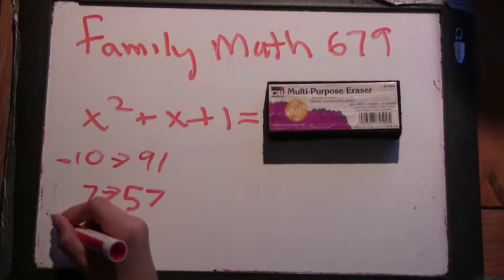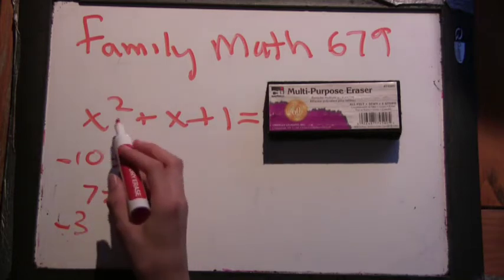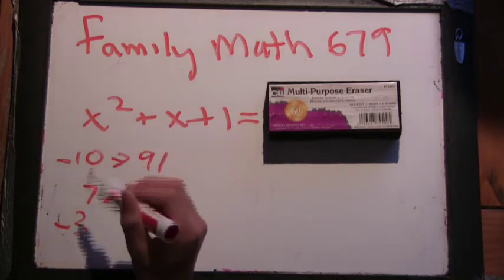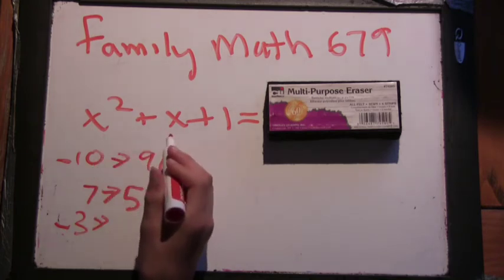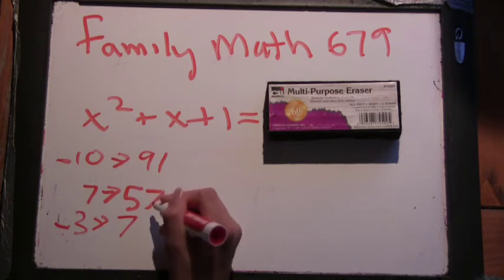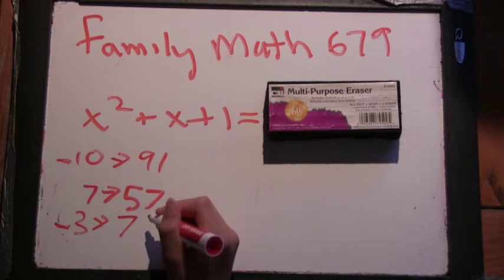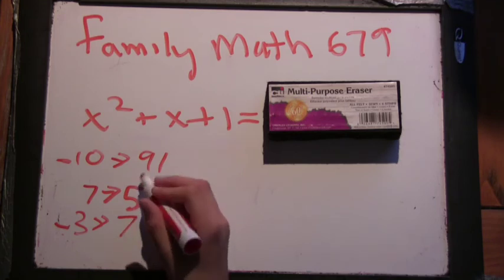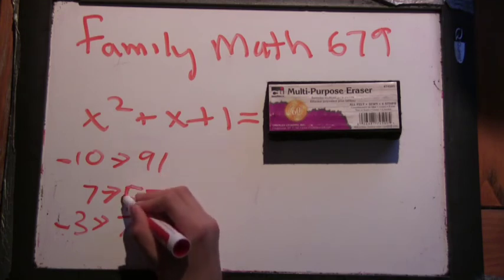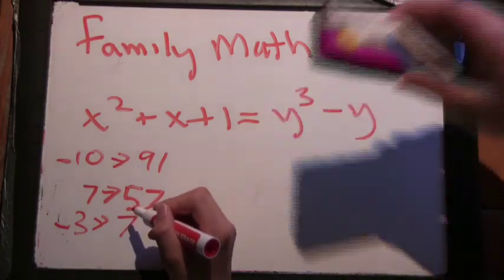What if we had negative 3? 9 minus 3 equals 6, plus 1 is 7. Any ideas? Doesn't seem to be any consistency at first. There's not much pattern other than it always will be positive.